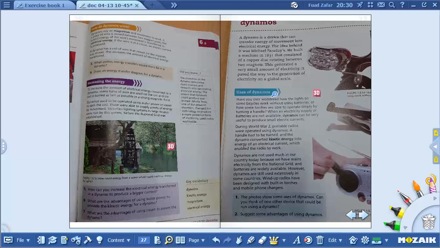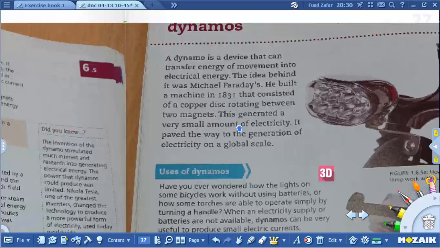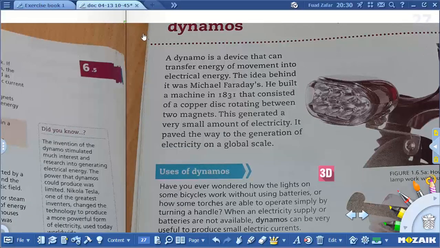Okay, now we'll start with dynamos. A dynamo is a device that can transfer energy of movement into electrical energy.